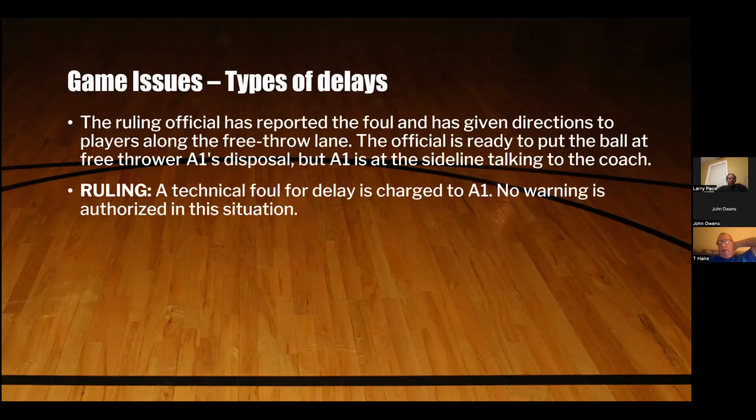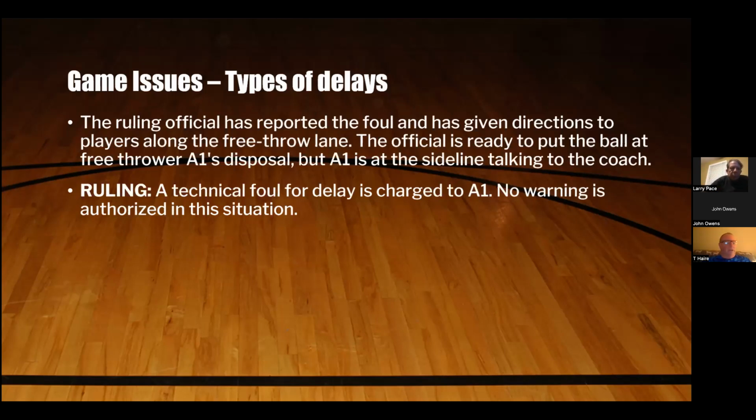So this is one that is not a warning. It's an immediate technical foul. The ruling official has reported the foul and has given directions to players along the free throw lane. The official is ready to put the ball in play, or at A1's disposal, and A1 is on the sideline talking to the coach. In this situation, this is not a warning. It's a technical foul for delay charged to A1.